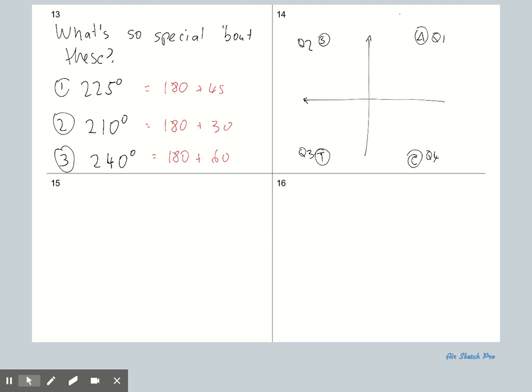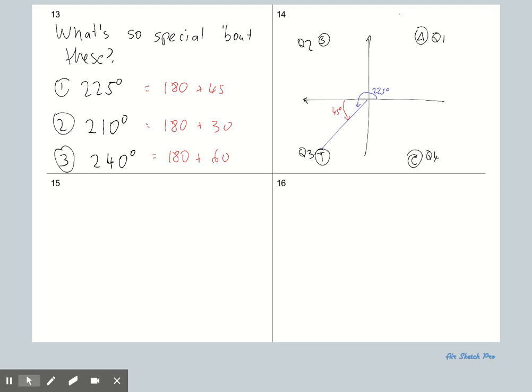So 225 degrees, the first one, would end up being here, something like that. I'm just going to draw a little curve like that for 225 degrees. We can see that the overrun between the x-axis and the line is 45 degrees. So please remember, always, always, always, we're looking for the acute angle created between the x-axis and the line, never from the y-axis, always from the x-axis. That's really important that you get right. So we've got a 45-degree angle between the x-axis and the line. This becomes our reference angle.